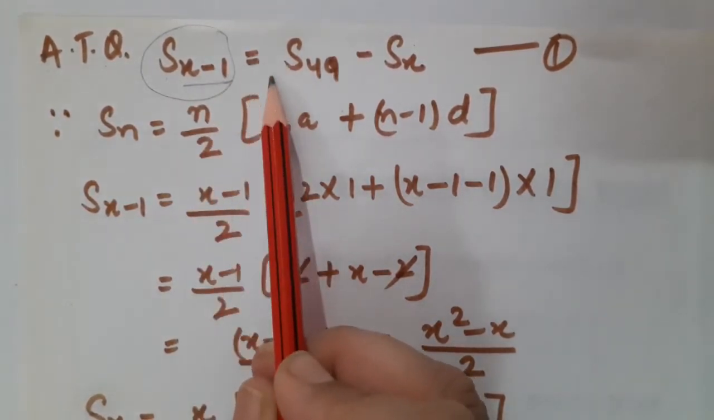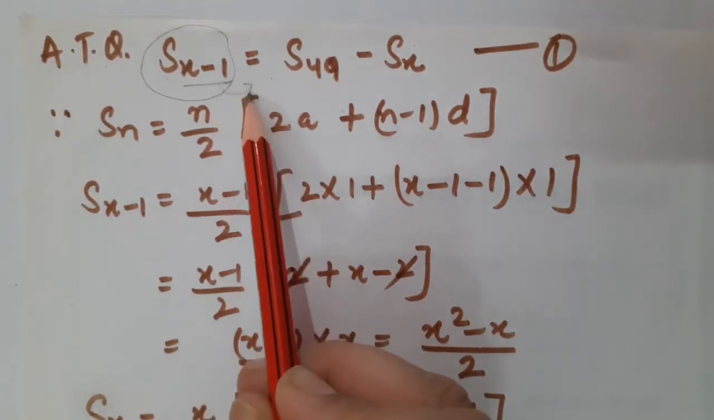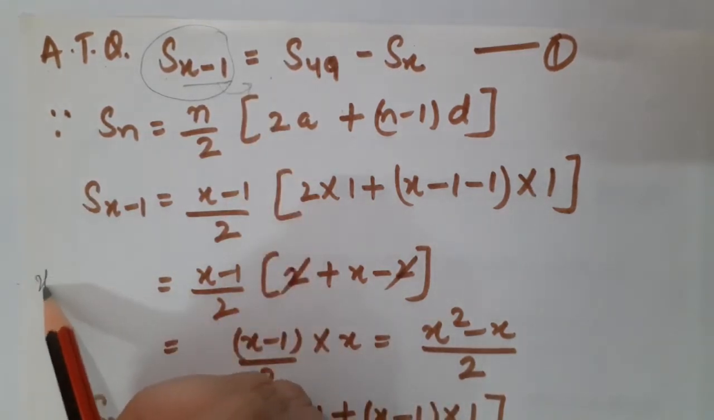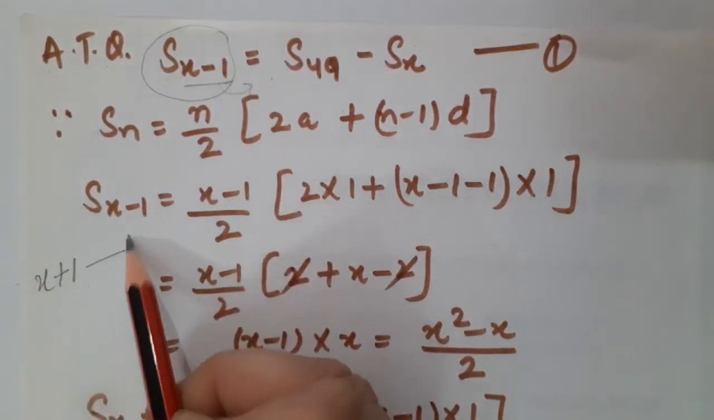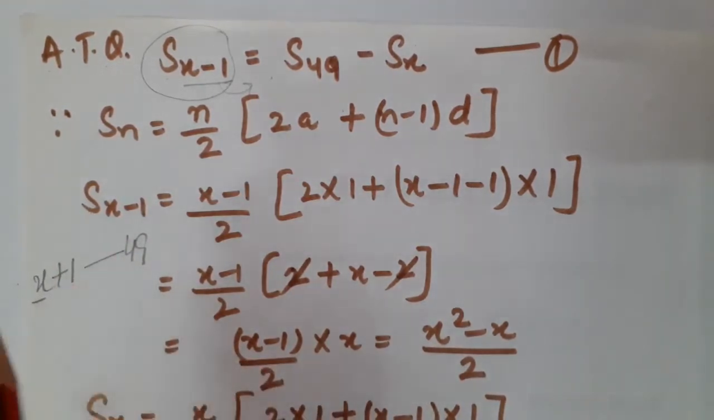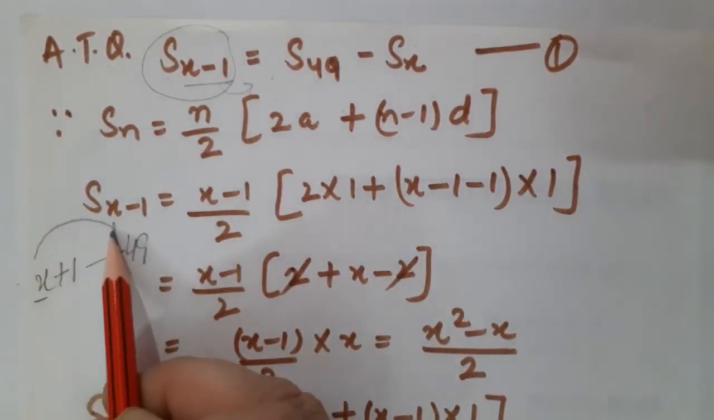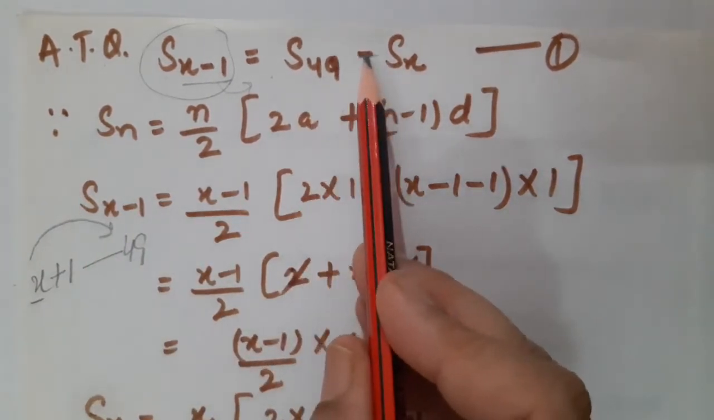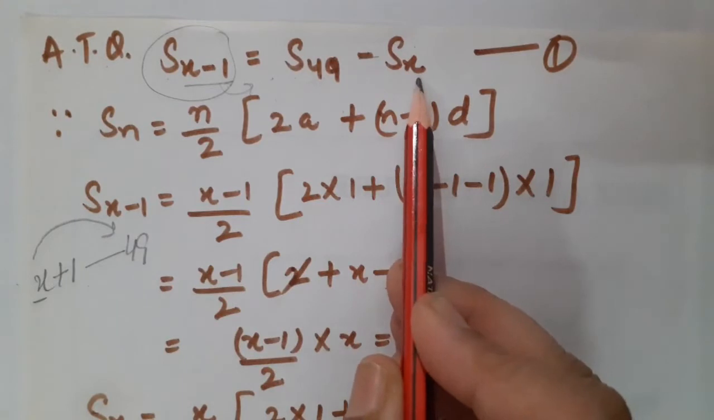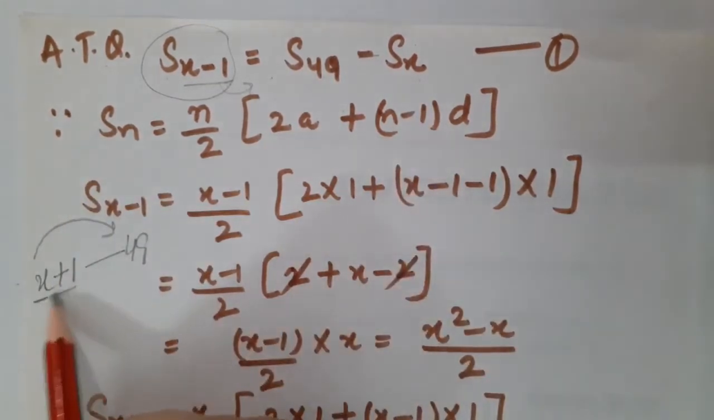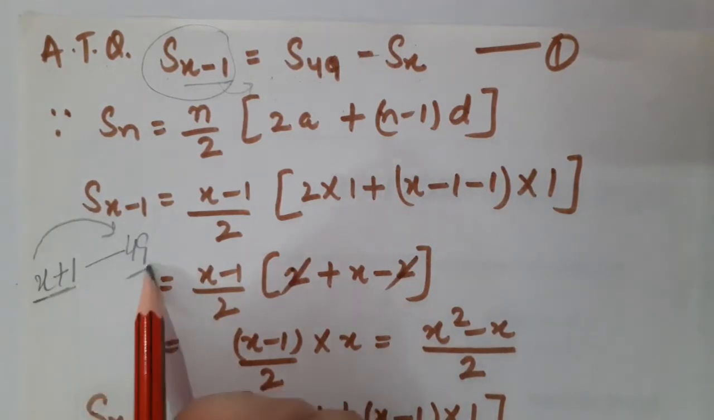That must be equal to the sum of the number of the houses following x. Means after x, I will have to start taking from x plus 1 to 49. Fine. As I do not know the value of x, I am going to take all the houses first, that is S49, and then subtract Sx from there, so that I get the sum of the house numbers starting from x plus 1 and going up to 49.